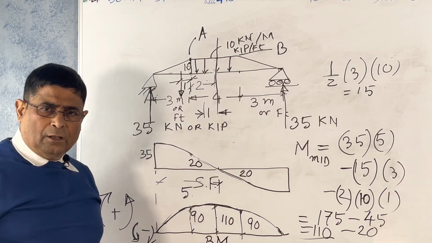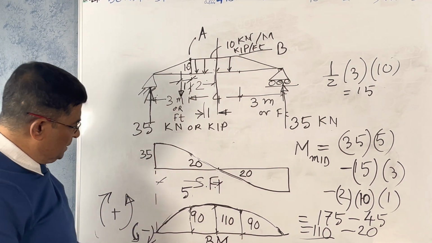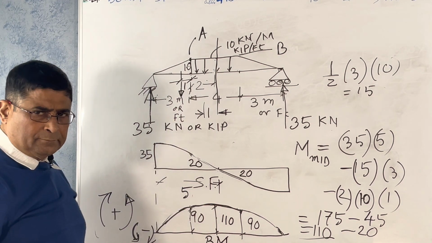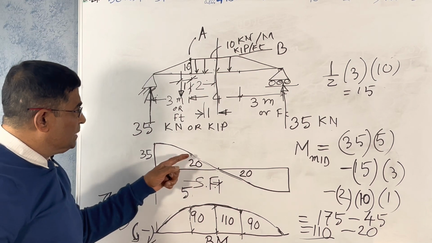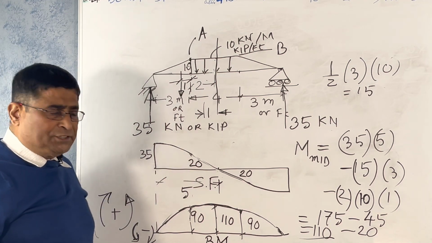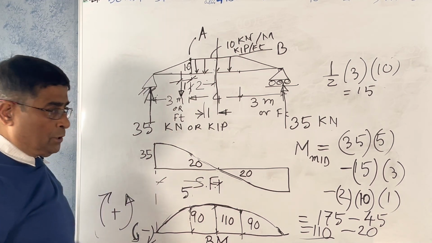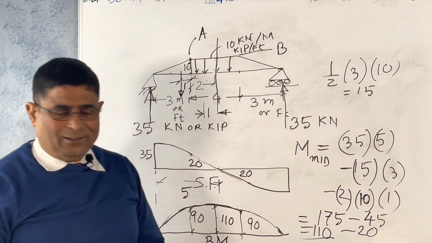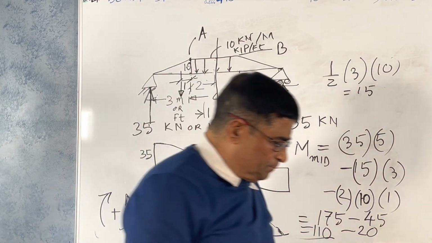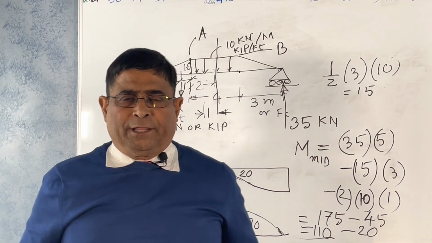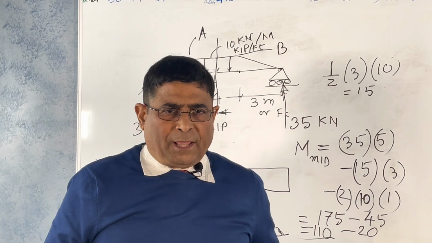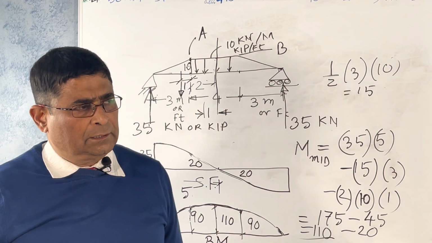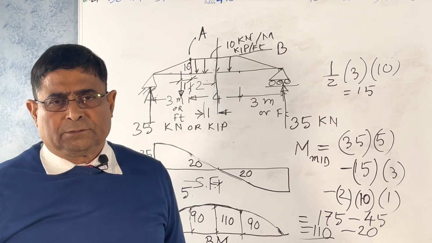Kilonewton meter or kip feet. This is 110, this is 90. This is the maximum moment. So this is how we calculate the moment and shear force for trapezoidal load. This is all for today. I will be discussing some other loading conditions two or three times. After that, I will move on to truss.